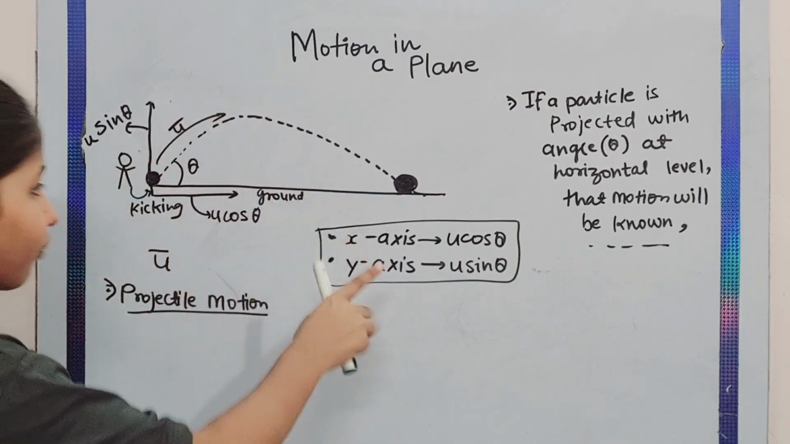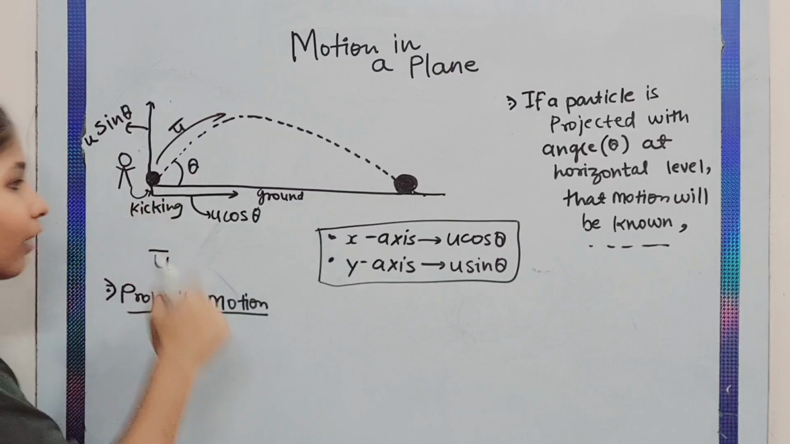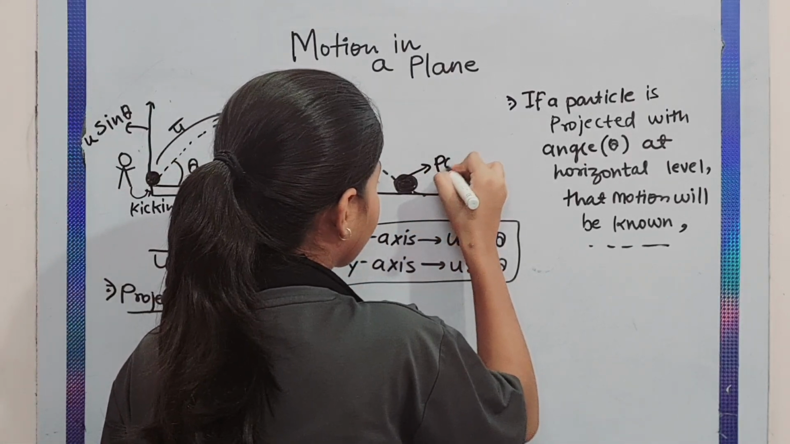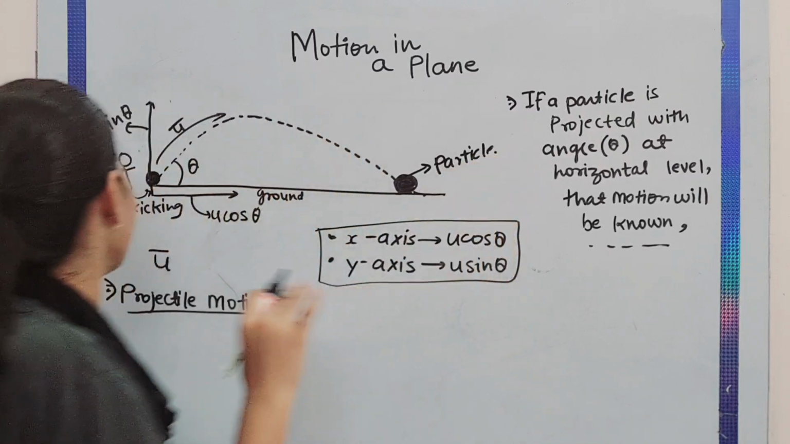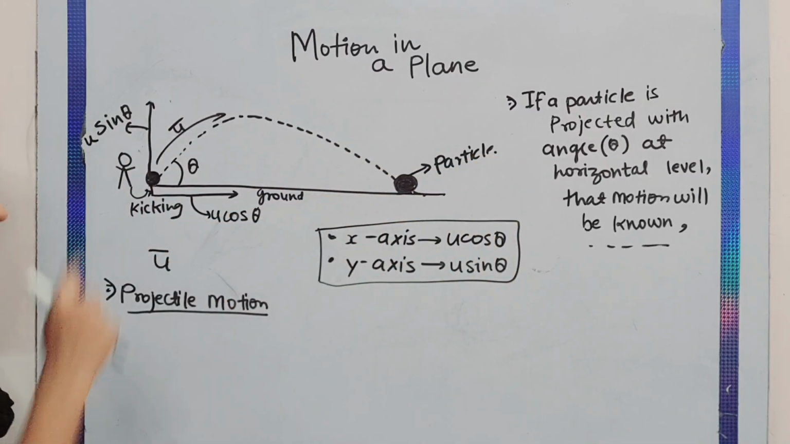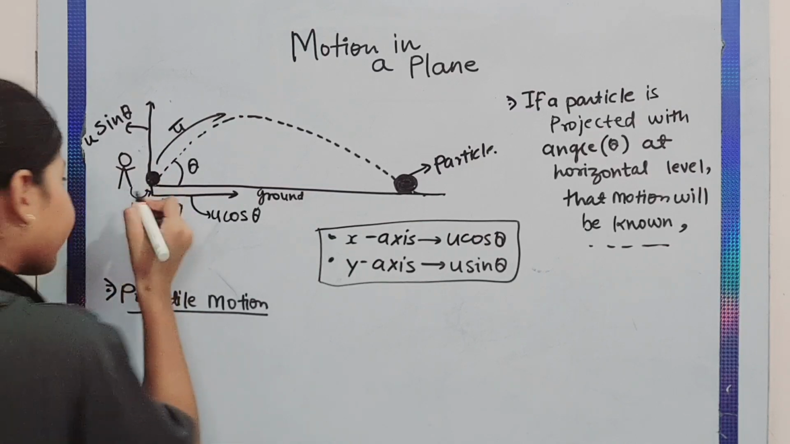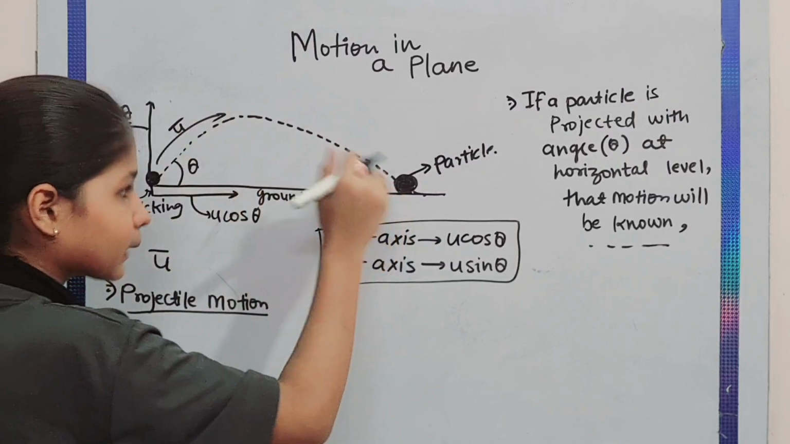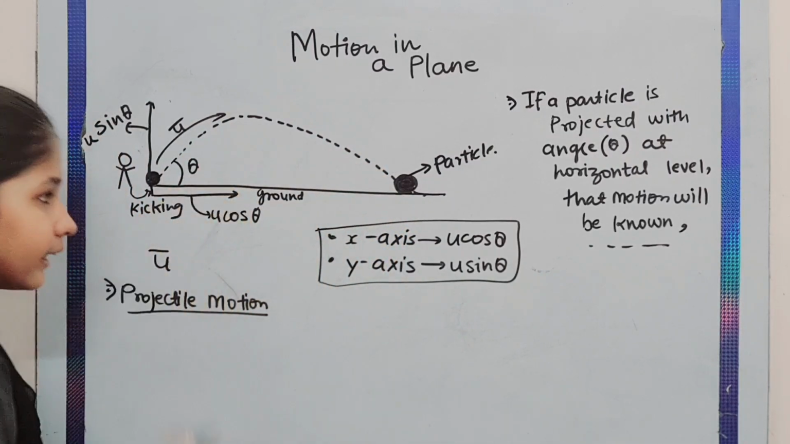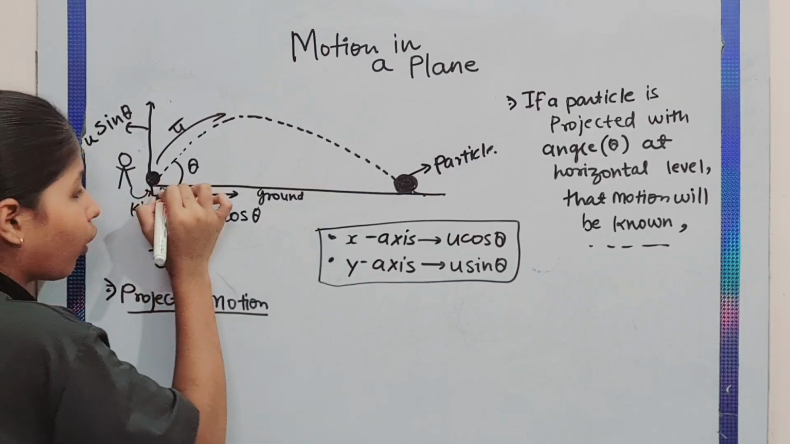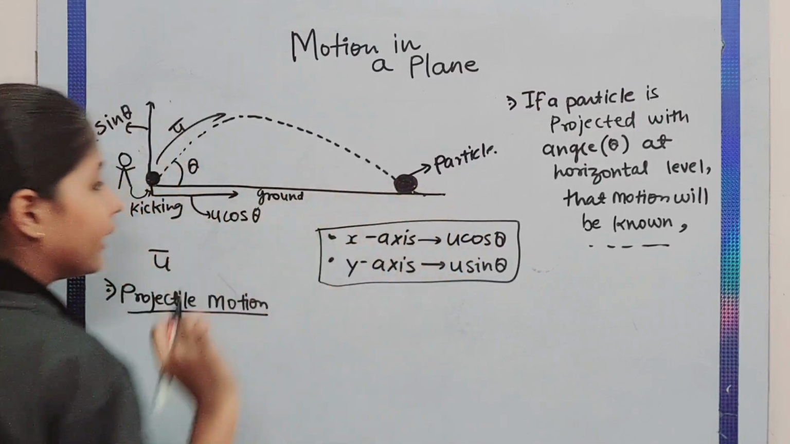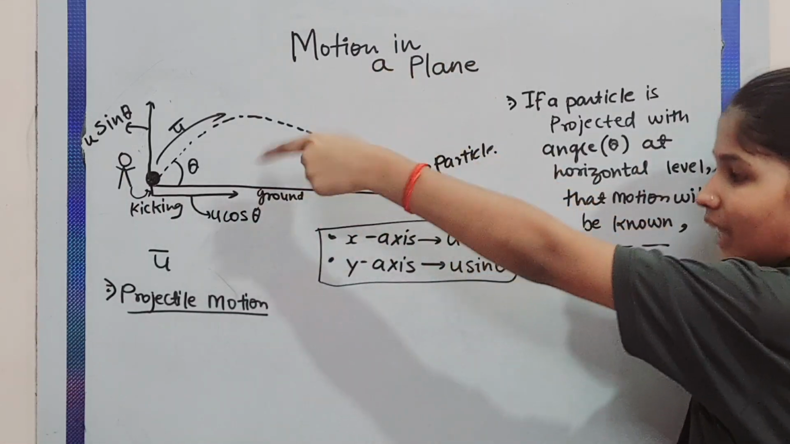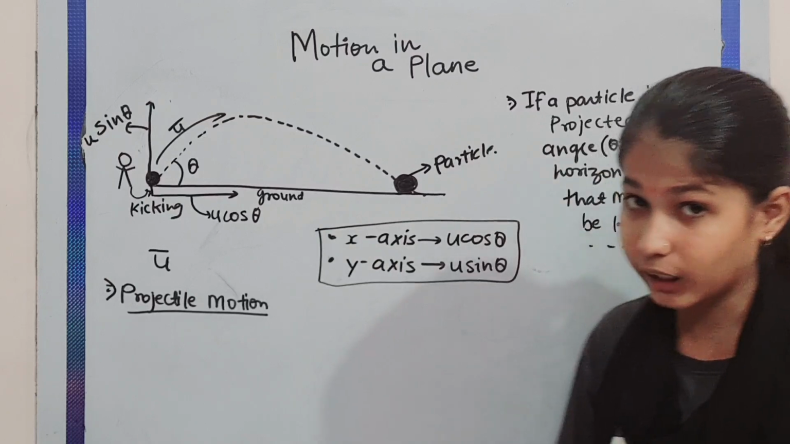So first of all, what you have to observe here. Now you have to assume this football as a particle. Here you can see that according to the definition, it is the same. This person is kicking, projecting this particle with some angle, that is theta. And this ball is already on the horizontal level, which is the ground here. That's why the motion happening here is also known as projectile motion.